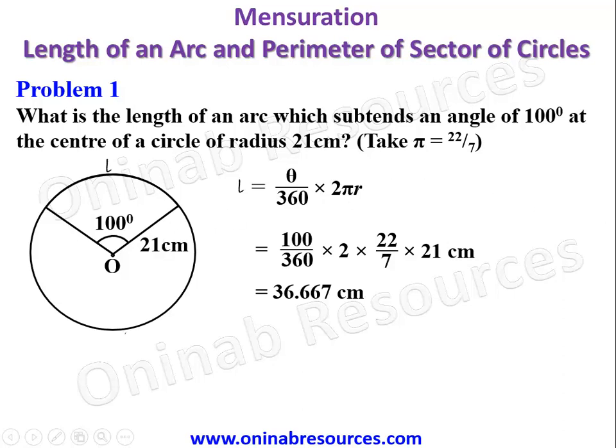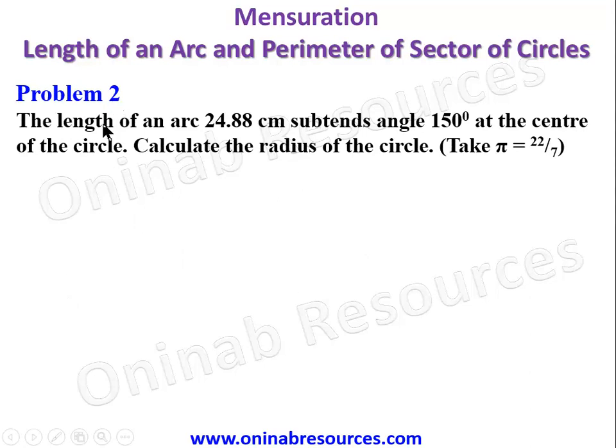We go ahead to problem 2. For problem 2, the length of an arc 24.88 centimeters subtends angle 150 degrees at the center of the circle. Calculate the radius of the circle. We still take pi to be 22/7. Here we are given the length of the arc to be 24.88 and the angle of the sector 150 degrees. Apart from the pi, we don't know the radius. We are meant to calculate the radius.